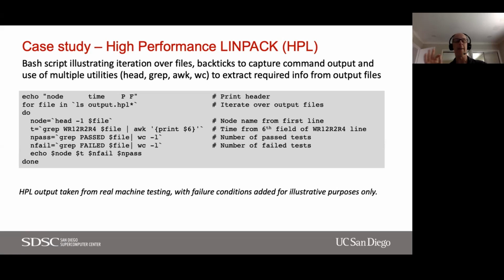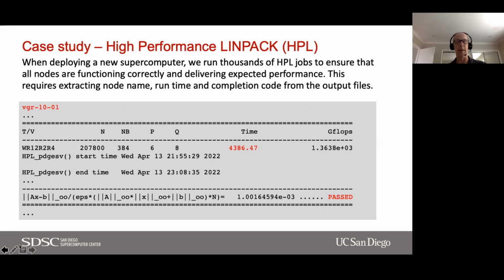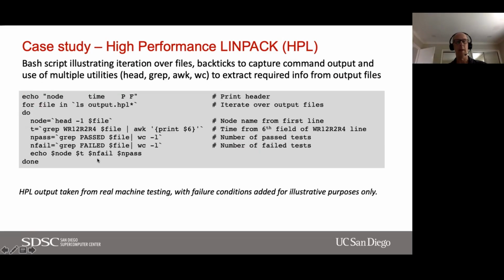Then I want to extract the time. Here I'm looking for the line using grep that contains WR12, R2, R4. That's kind of an internal code for the HPL benchmarks. I'm then going to take the results of that line and I'm going to pipe it through awk so that I can extract the 6th field. Then I want to find the number of passed tests. So that's where I have the npass equals, and then backticks grep pass file.